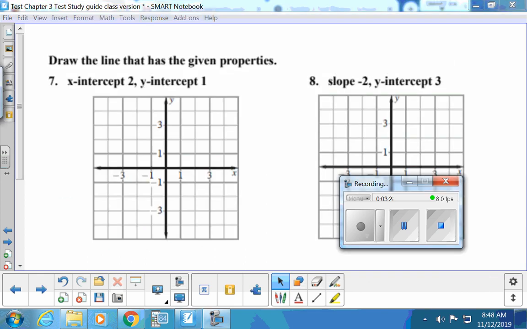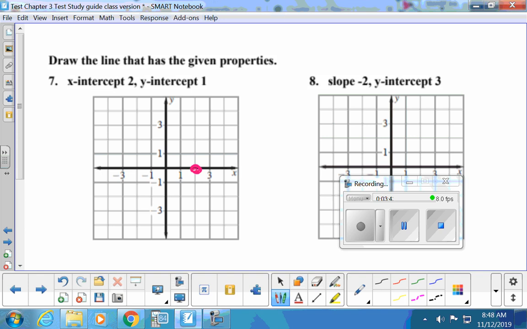All right, we're on number 7. Let's read our instructions. Draw the line that has the given properties. We have an x-intercept of 2. An x-intercept is where we touch the x-axis. So I need a dot here at 2. Does that make sense? X-intercept 2. Y-intercept would be where I would touch the y-axis. Y-intercept 1.